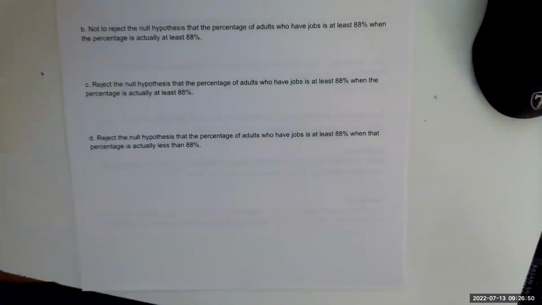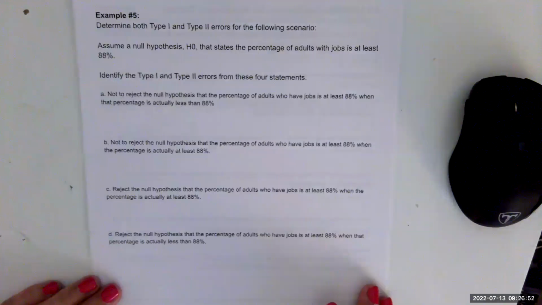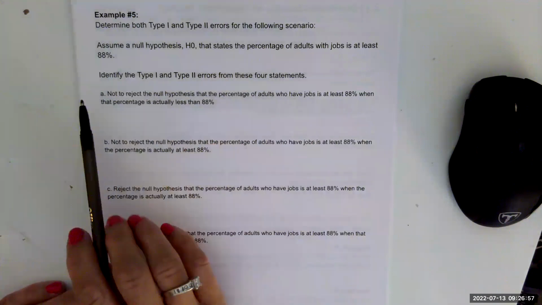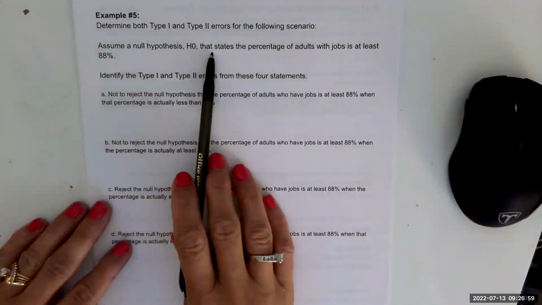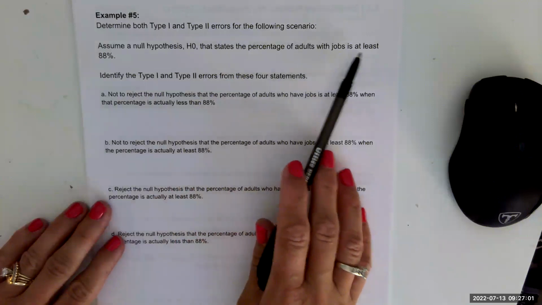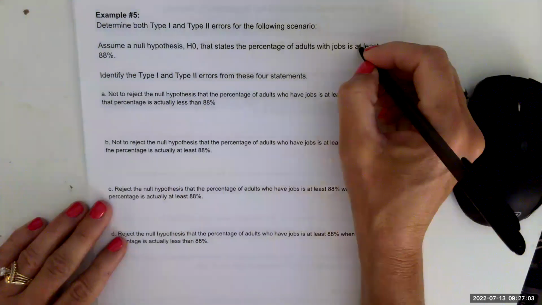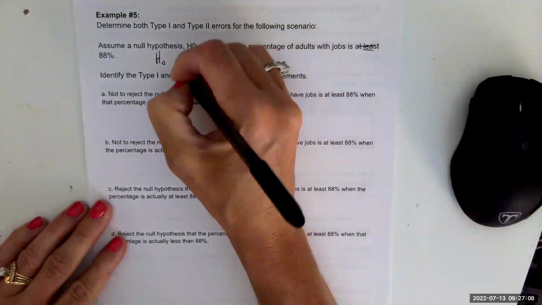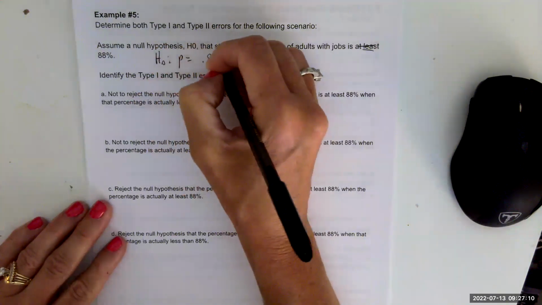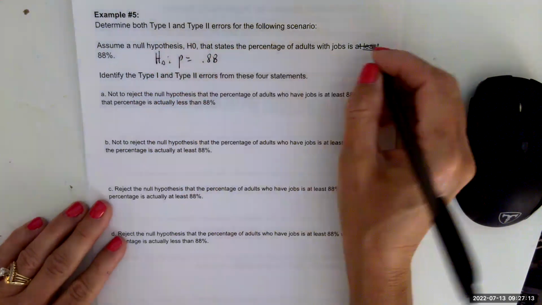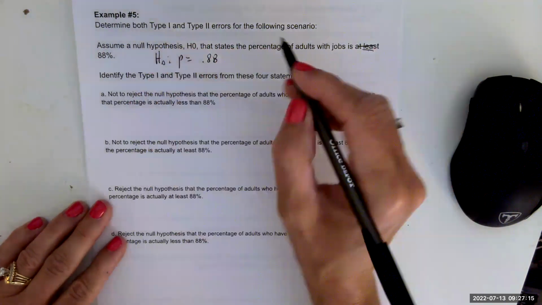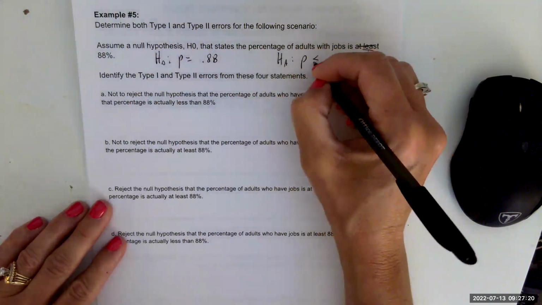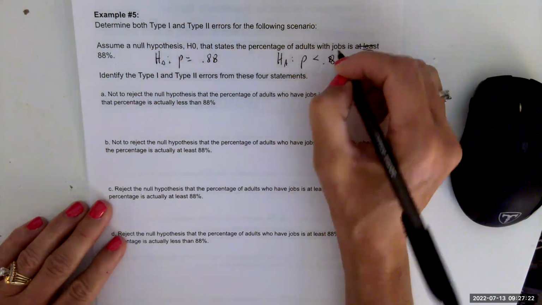Okay. So example 5 says, determine both type 1 and type 2 errors for the following scenario. Assume a null hypothesis, H0, that states the percentage of adults with jobs is at least 88%. Now remember, we said the H0 is always an equal to. So if it says at least for the H0, it means the HA is the opposite. It's less than 0.88.